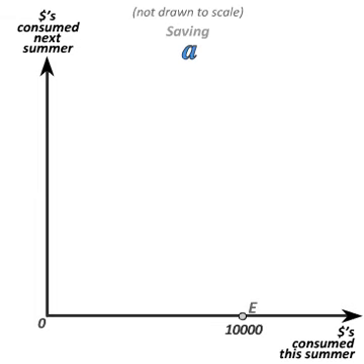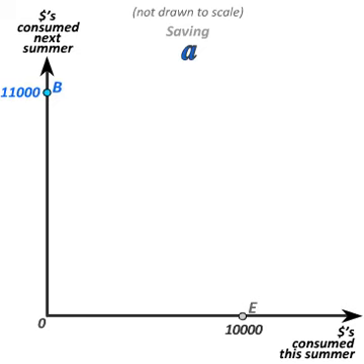In this setting, your endowment bundle, E, is consuming $10,000 now and nothing in the future. It's your endowment bundle because it's what you own. You're going to make $10,000 now and nothing next summer. And no matter what the interest rates are, you can always consume that bundle.